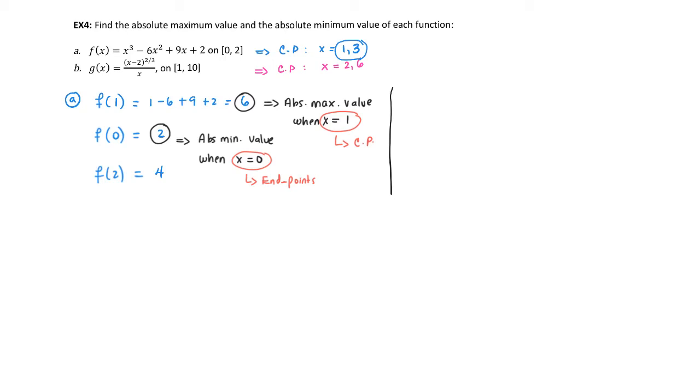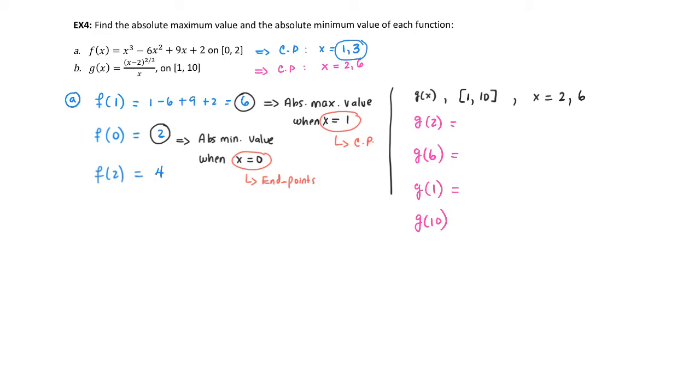So now for g of x, the closed interval happens to be 1 and 10. And if you remember again, the critical points are 2 and 6. Now both 2 and 6 lie in the interval from 1 to 10. So that means that we have to consider g of 2, we will compute g of 6, and then g at the endpoints, g of 1 and g of 10.